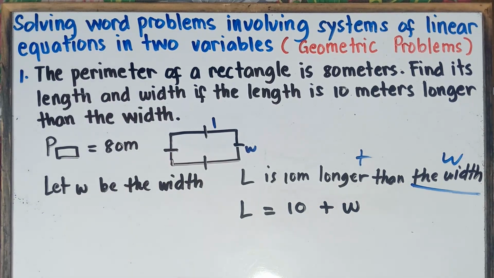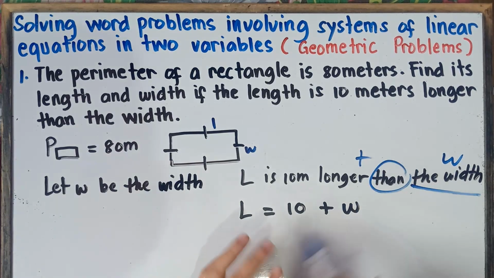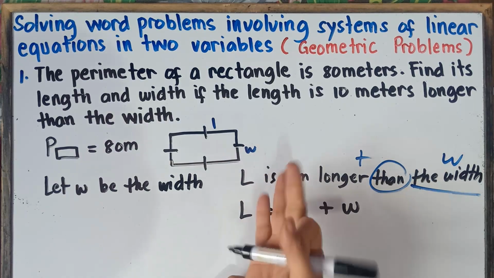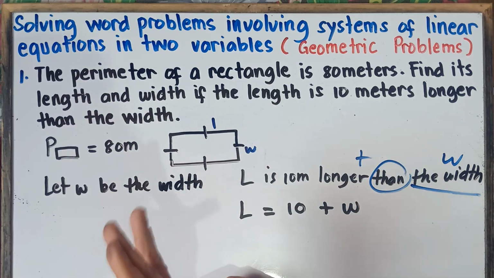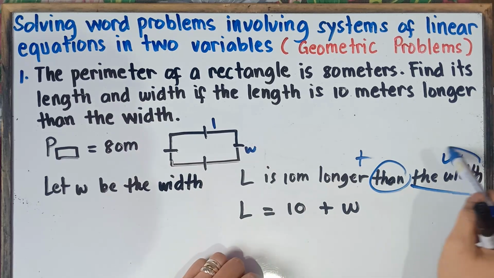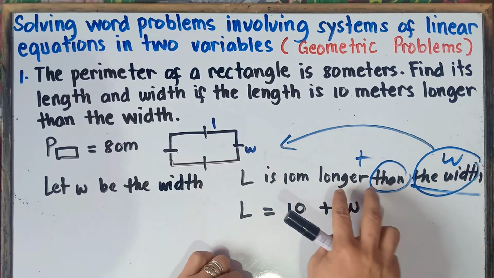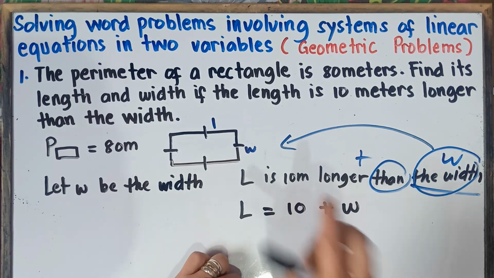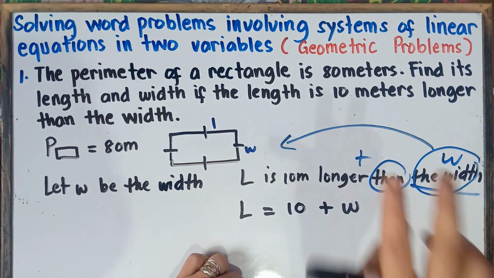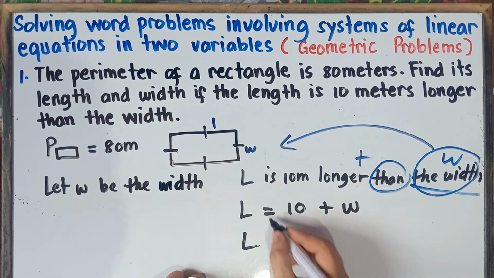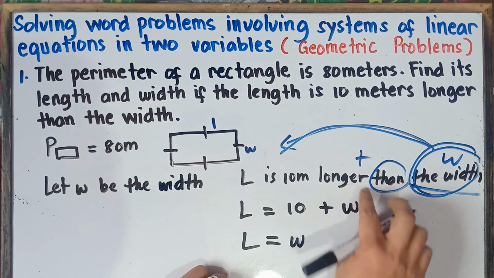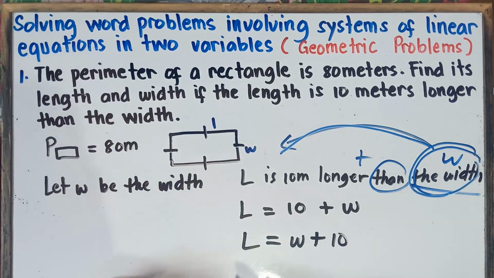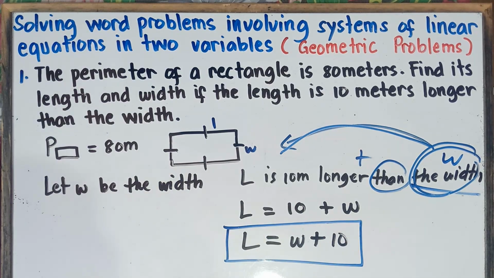Now, you need to remember this one, class. You need to be careful with this one. If you have the word than, like more than, less than, shorter than, longer than, you should do it in reverse, class. So the width comes first, and then longer than, plus sign, and then 10. So length equals W plus 10. It should be L equals W plus 10.